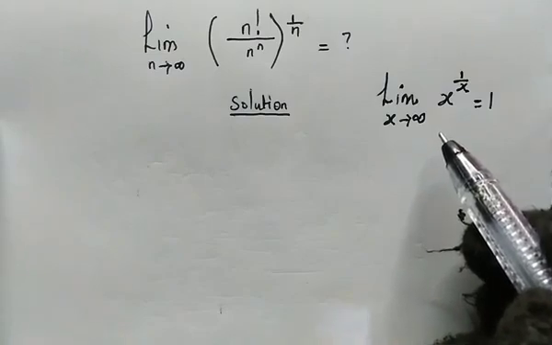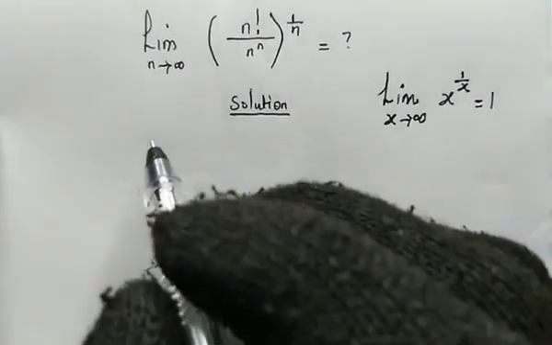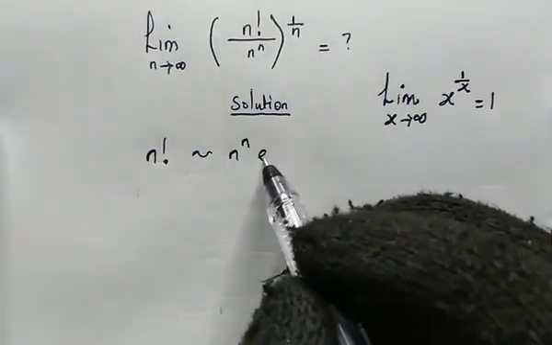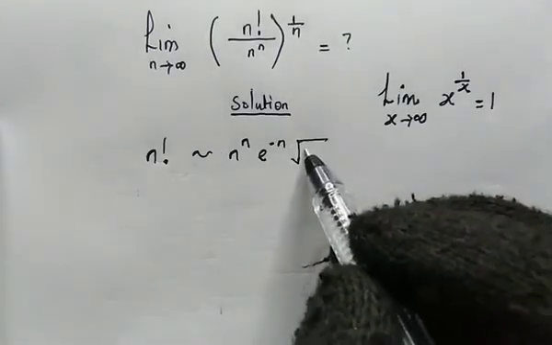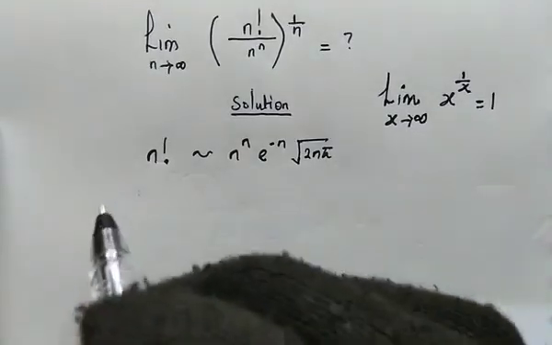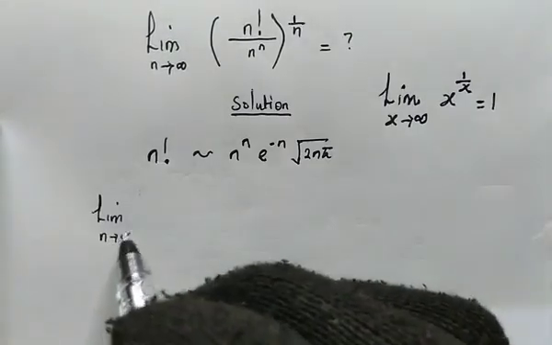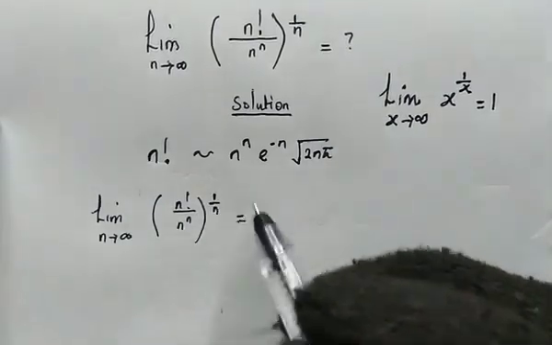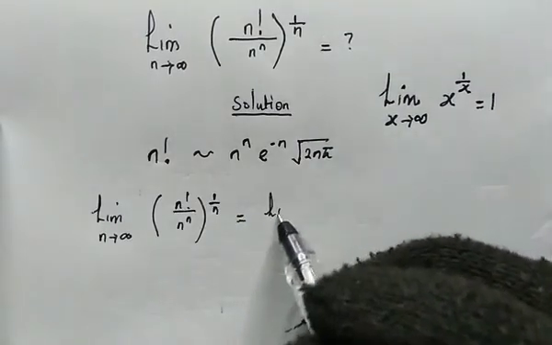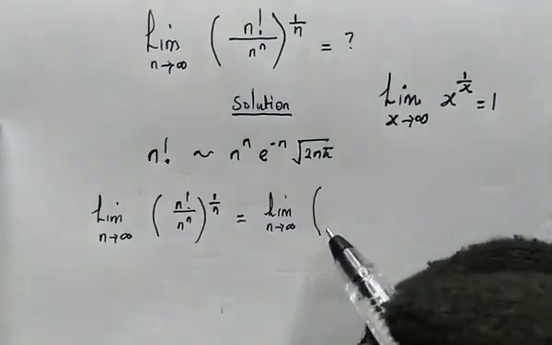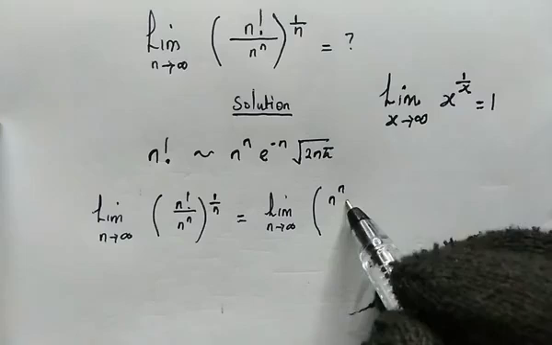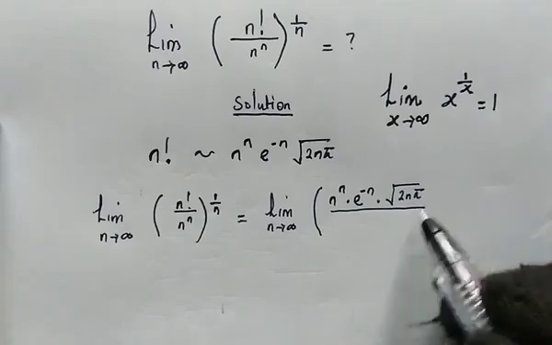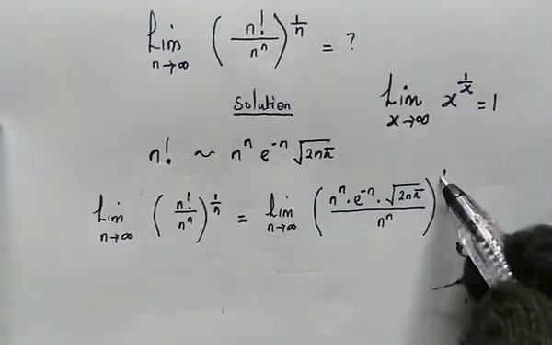Now in this video, I'll be making use of the Stirling approximation for n factorial. The Stirling approximation for n factorial is roughly n to the power of n times e to the power of negative n multiplied by the square root of 2n pi. Now, for the given limit as n is approaching infinity of n factorial divided by n to the power of n, all raised to the power of 1 over n, we're going to make use of the Stirling approximation. So here we have the limit as n is approaching infinity. Instead of n factorial, we have n to the power of n multiplied by e to the power of negative n multiplied by the square root of 2n pi, then divided by n to the power of n, all raised to the power of 1 over n.